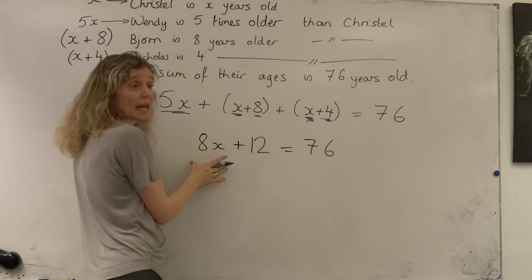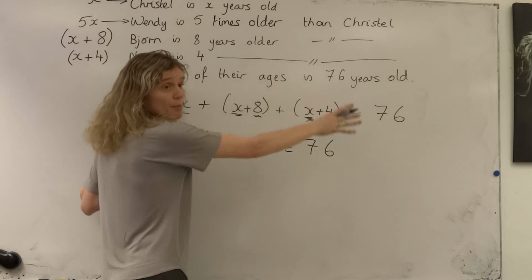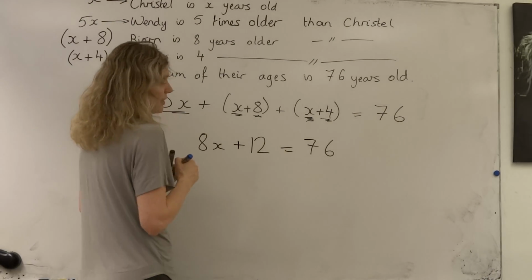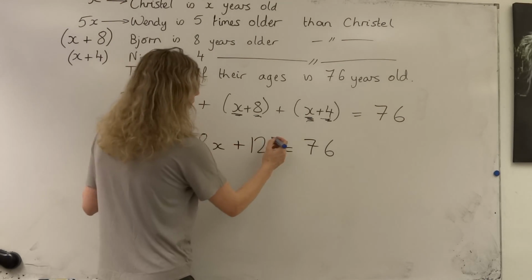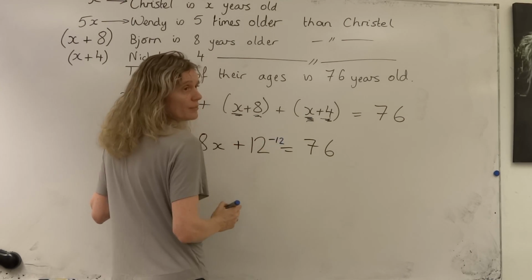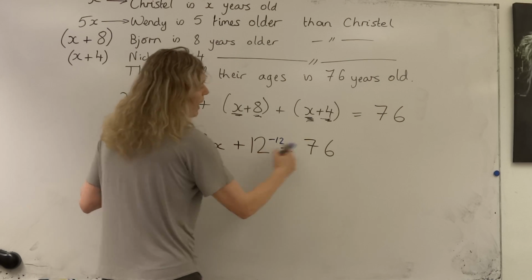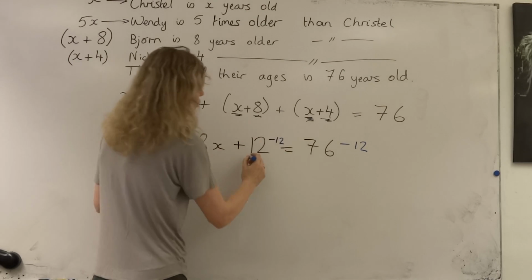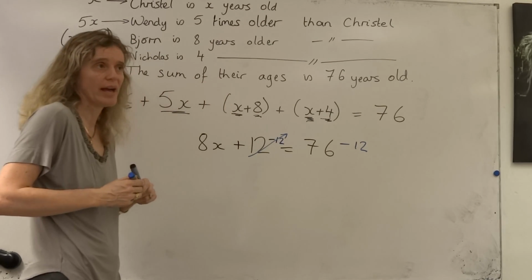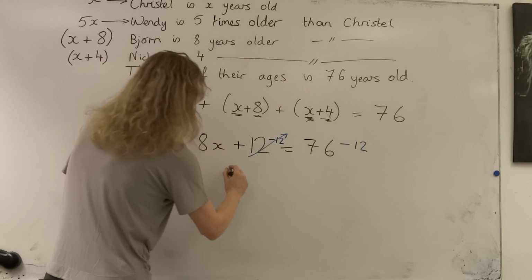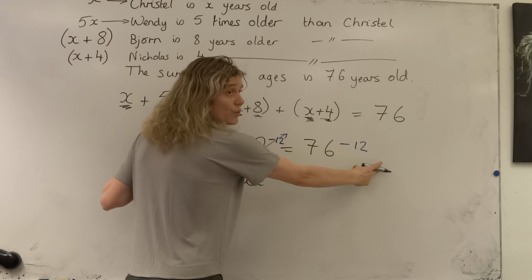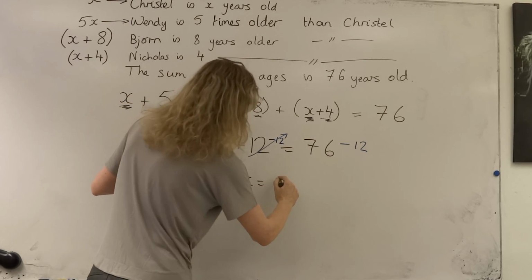We want our letters on one side and all the numbers on the other. And we're allowed to do whatever we want in maths as long as we do the same thing on both sides of the equal sign. So let's take away this 12 here. If I take away 12 there, I have to take away 12 there as well. And I'm allowed to do that. 12 minus 12, that gets rid of the plus 12 there. So I now know that 8 lots of X are the same as 76 minus 12, which is 64.